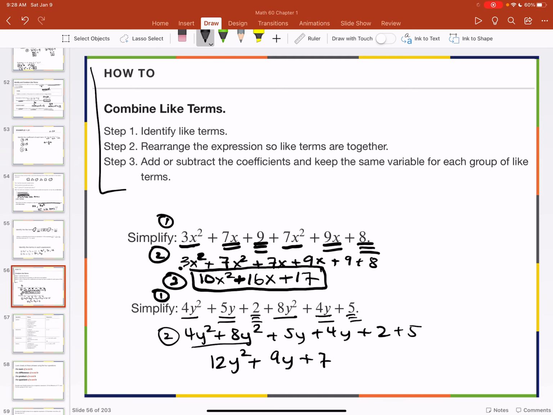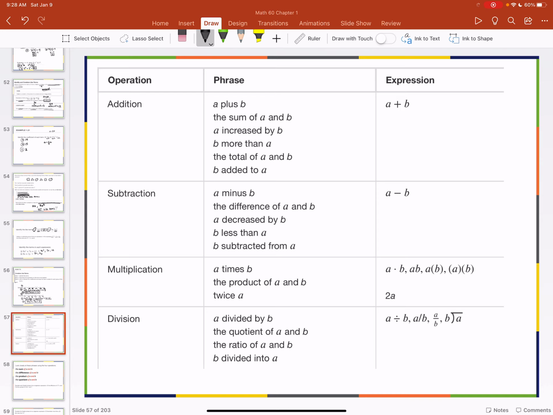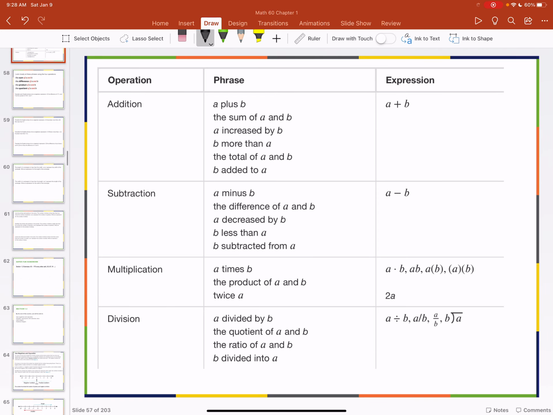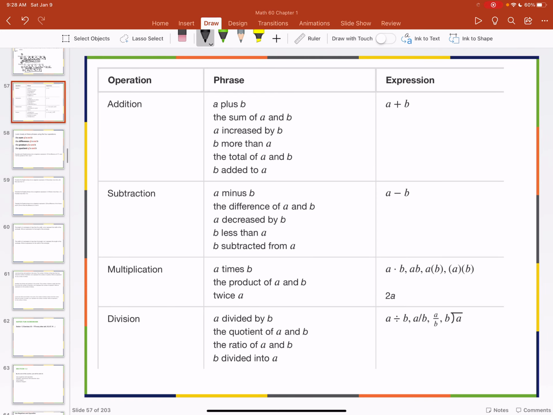So see, I did these two, and then these two. And that's it. That's our answer. We simplified it. We combined like terms. Okay, so then finally, we're almost done, you guys. You're doing great. Let's go over the operations.